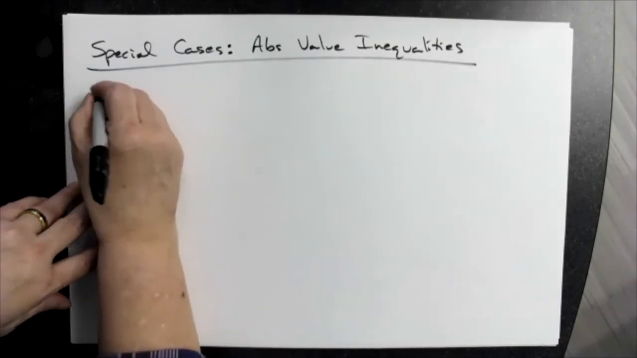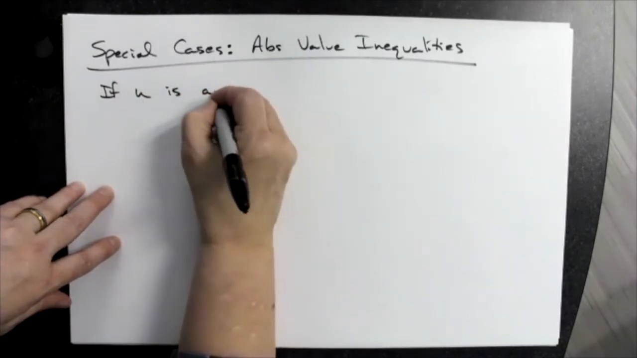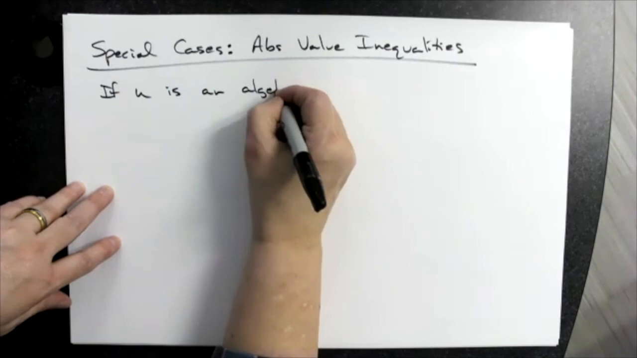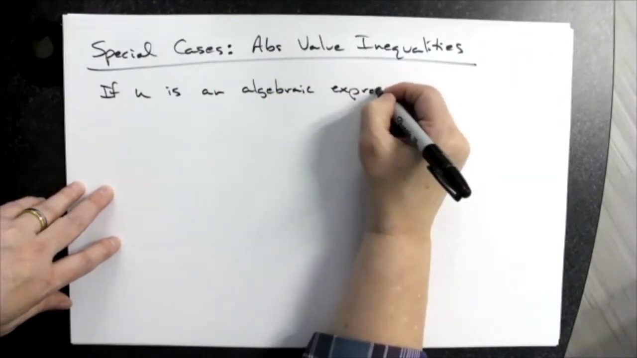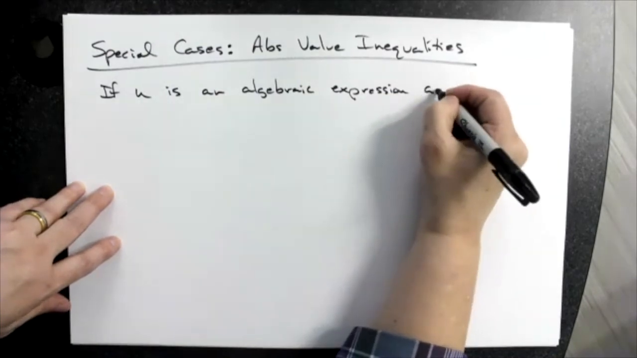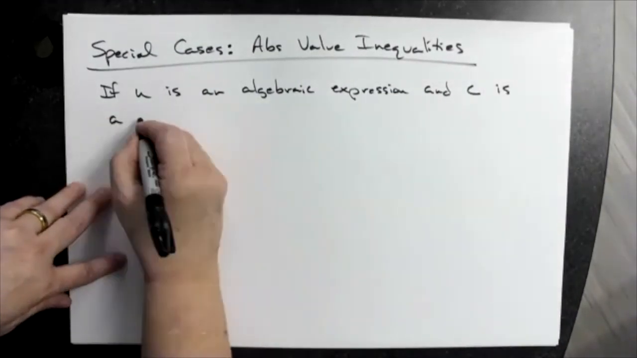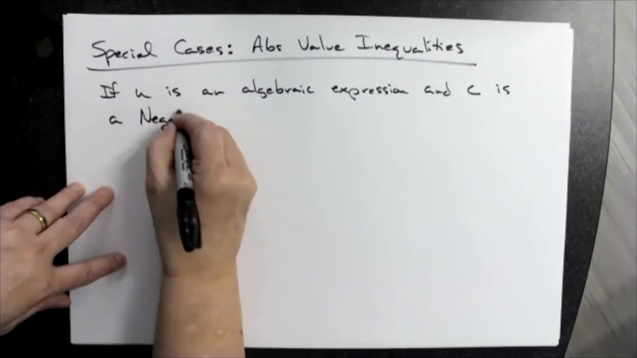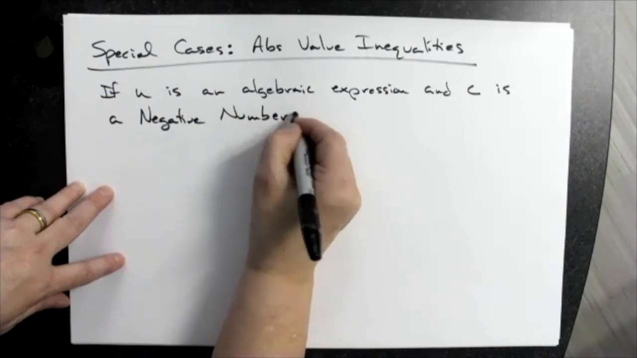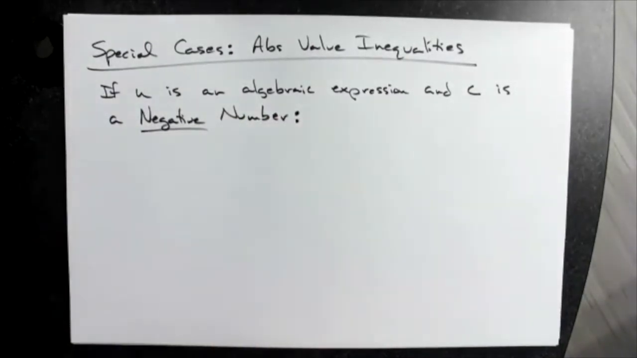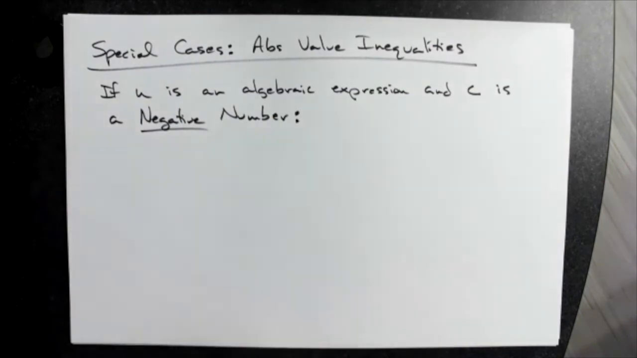I'm going to be a little bit more formal on this one. If U is an algebraic expression and C is a negative number, we're going to have 2 scenarios. Okay, so I'm going to use some C's, I'm going to use some U's here.